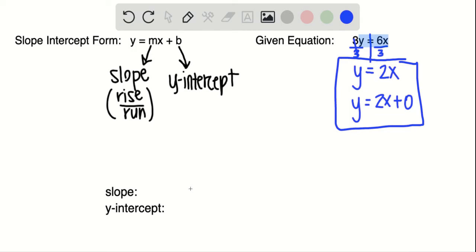So down here, let's go ahead and name the slope. The slope will be 2 because it's a coefficient with the variable x, and the y-intercept will be 0.